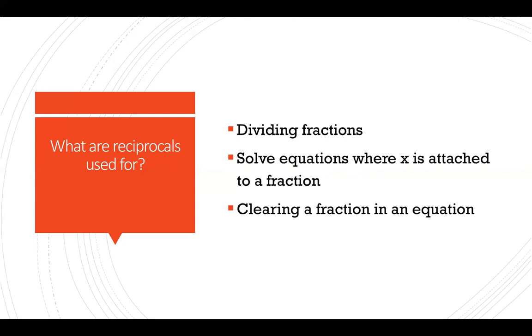Also, we can use it to solve equations where x is attached to a fraction. So if you have something like 1/2 x, you can multiply by the reciprocal on both sides to clear out that fraction. And that brings me to my third bullet point about clearing a fraction equation: if you have a fraction that's really tricky, you can multiply by the reciprocal on both sides and clear that out and make it a little bit less foggy with the fraction.